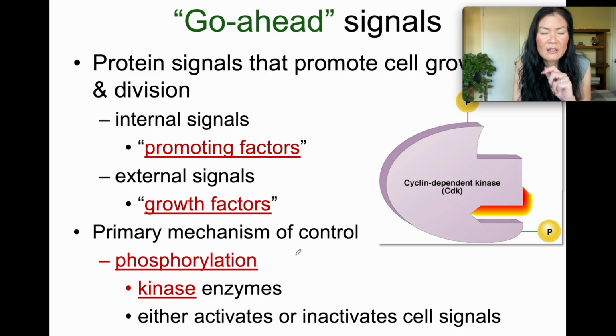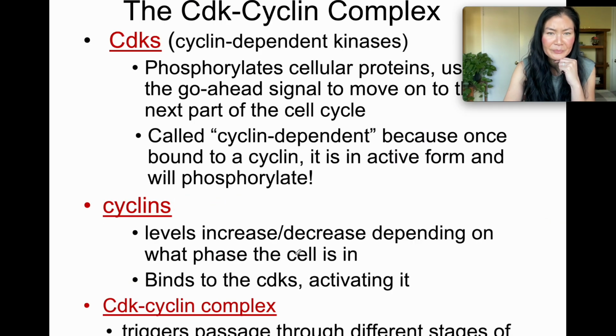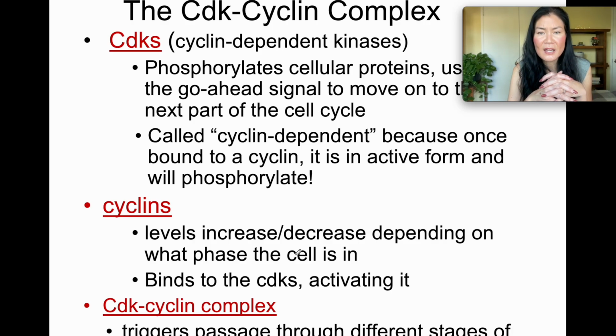So the cell is going to get a go-ahead signal, and these signals could be internal or external, and usually the internal signals are going to be kinases that phosphorylate, that activate the cell to go into the next phase of the cell cycle. And we're going to talk about these go-ahead signals in more detail. So what are these kinases? They're called cyclin-dependent kinases. These are enzymes that phosphorylate, but they depend on cyclins, meaning CDKs, cyclin-dependent kinases. CDKs are activated only when cyclin is around.